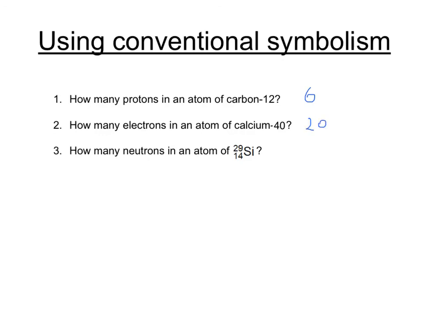How many neutrons in an atom of silicon-29 with atomic number 14? Well, here we are given information in the question. The top number here is the mass number. The bottom number here is the atomic number. So if the top number here is the number of protons plus neutrons, and the bottom number here is the number of protons, then the difference between them is going to give us the number of neutrons, which is going to be 29 minus 14, or 15. Therefore, the answer here is 15 neutrons.